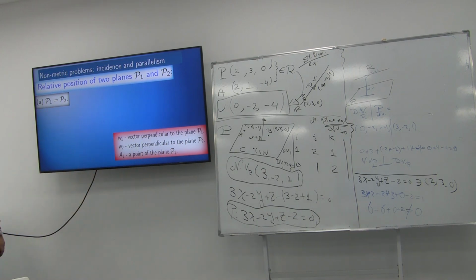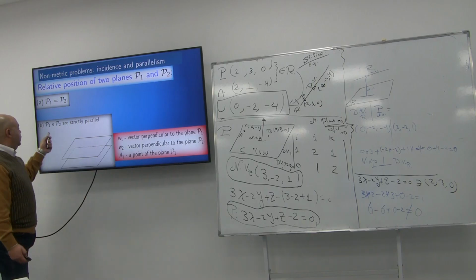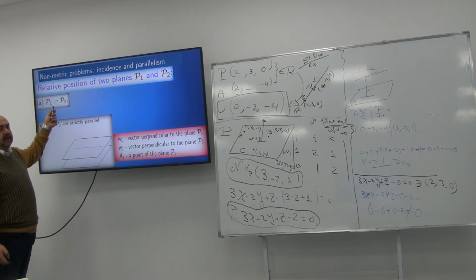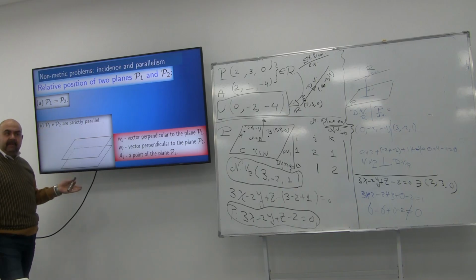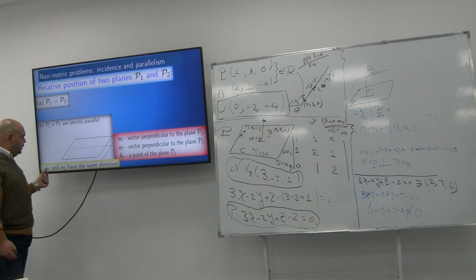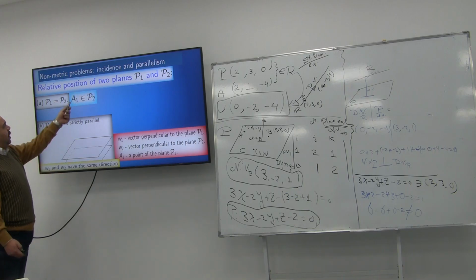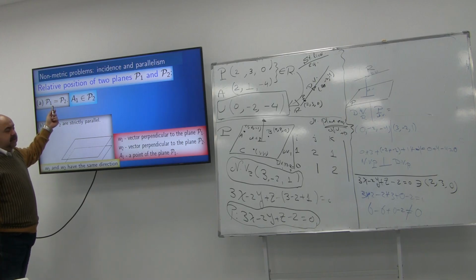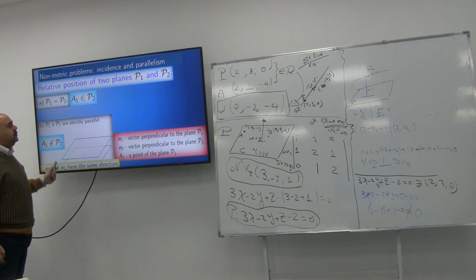Okay, let's see what's in the slides. So this is the case of parallelism. This is the case if they coincide on each other. In both cases, normal vectors will be the same. So W1, W2 have the same directions. If A1 belongs to P2, which means that they are sharing points, so they have to coincide with each other. In this case, they shouldn't.